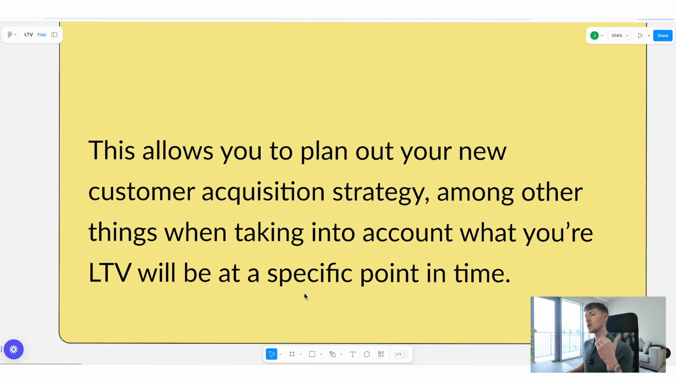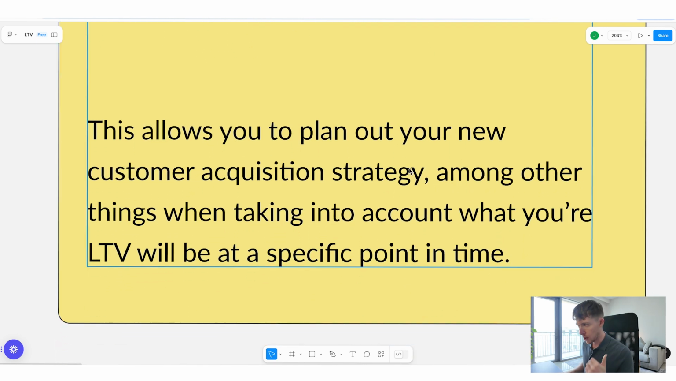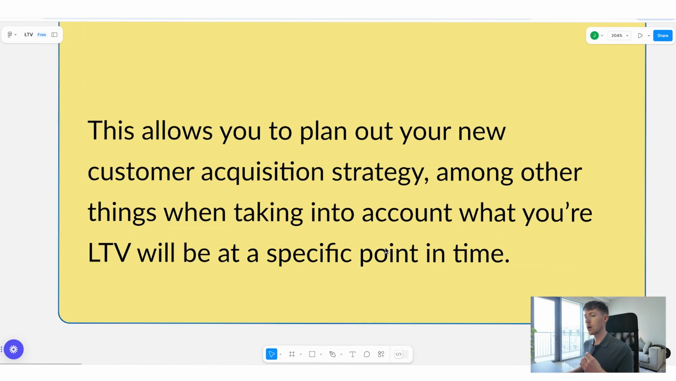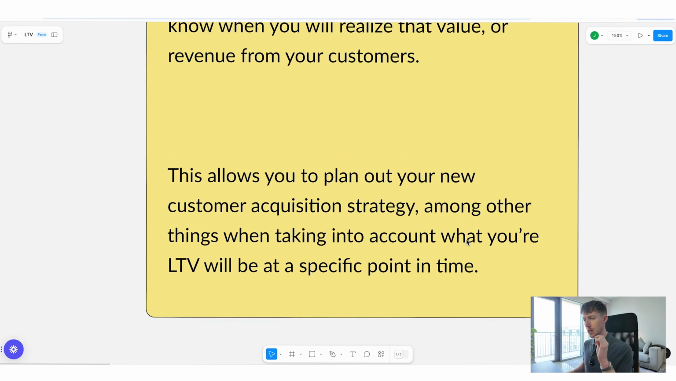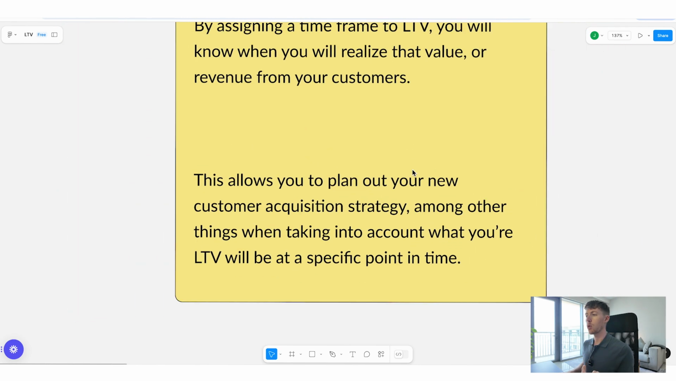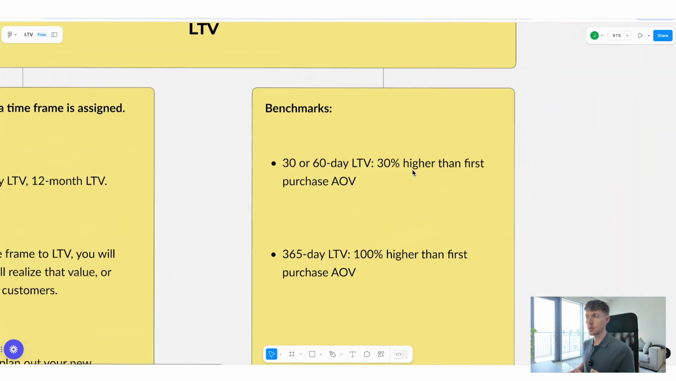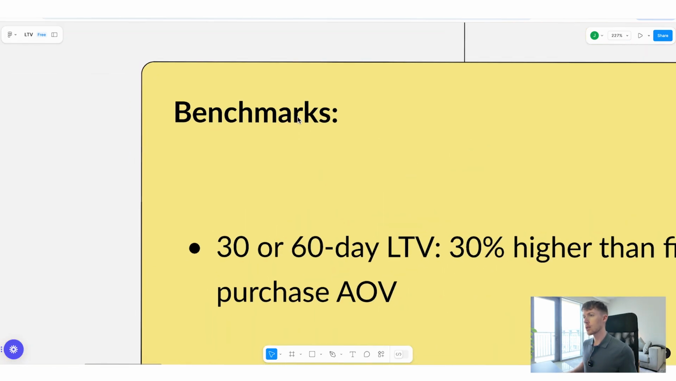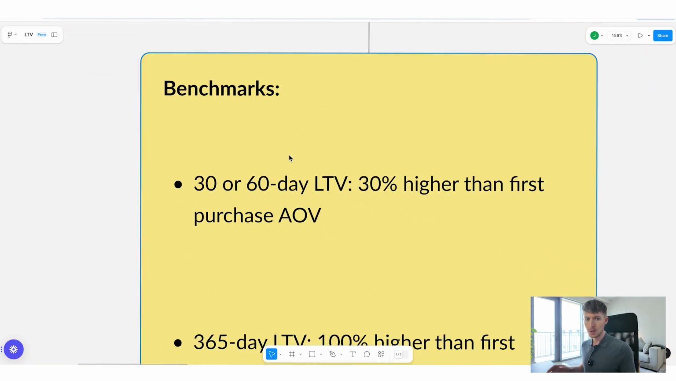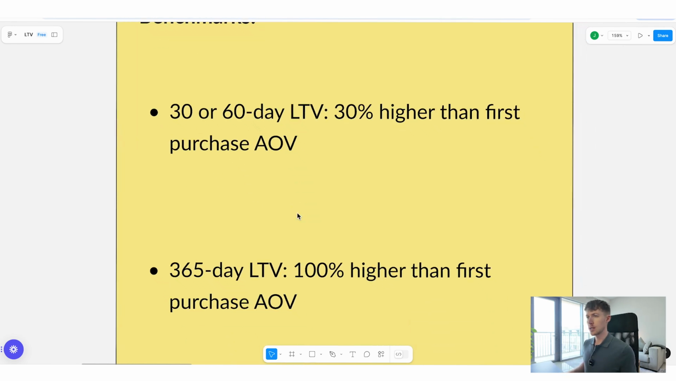And what this means is that you can plan out your new customer acquisition strategy, among other things, when taking into account what your LTV will be at specific points in time, right? It allows you to be a lot more strategic with your planning, and you know at a certain point what value you're going to achieve from your customers, okay? So let's look at some benchmarks for LTV, because yes, we have these different time frames, but what does it mean when we actually put these into benchmarks themselves?